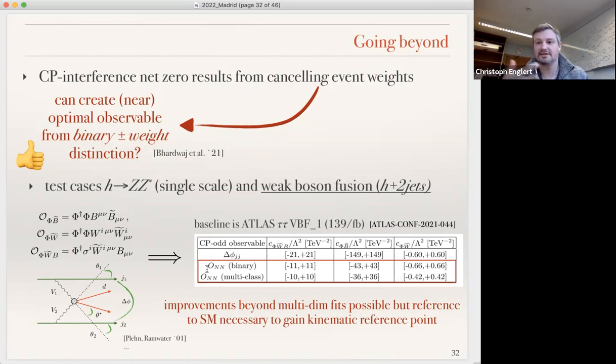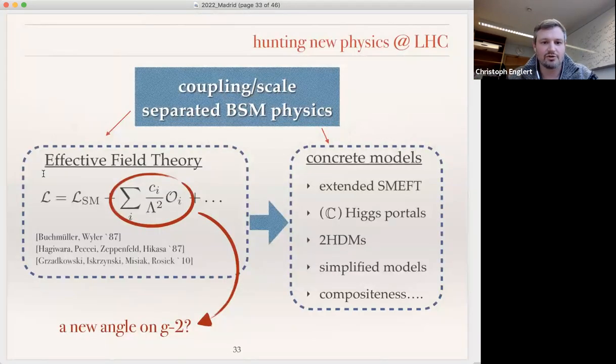And if you do that, then you gain sensitivity predominantly to this particular operator. There is a modification of the W field strength in the gauge basis. The others are relatively flat, and that's known in the literature. It really comes from the fact that W interactions are more important in Higgs+2 jet production in weak boson fusion. So there's a general thumbs up, which gives you a sort of practitioner's approach to improving CP measurements in the future.